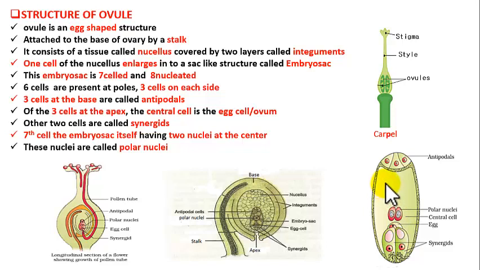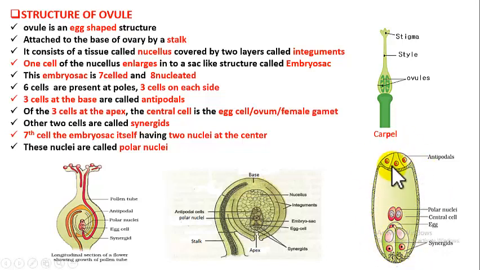And what about nuclei? 8 nuclei should be there, right? So these 3 cells have 3 nuclei, these 3 cells have 3 nuclei, so 6 nuclei are there. And here the 7th cell has a double nucleus. So 2 nuclei are present in the 7th cell and they are called polar nuclei. So what are the central nuclei called? They are called polar nuclei. So got it, right? The embryo sac is 7-celled and 8-nucleated.